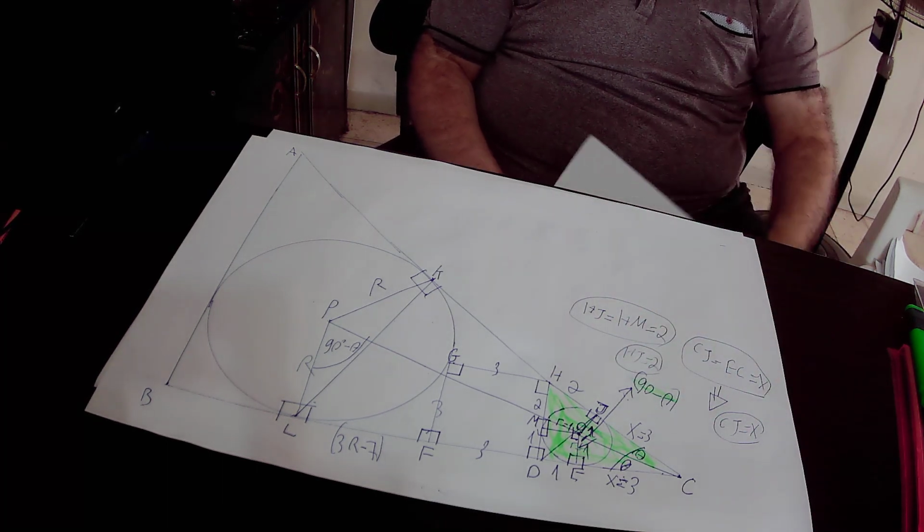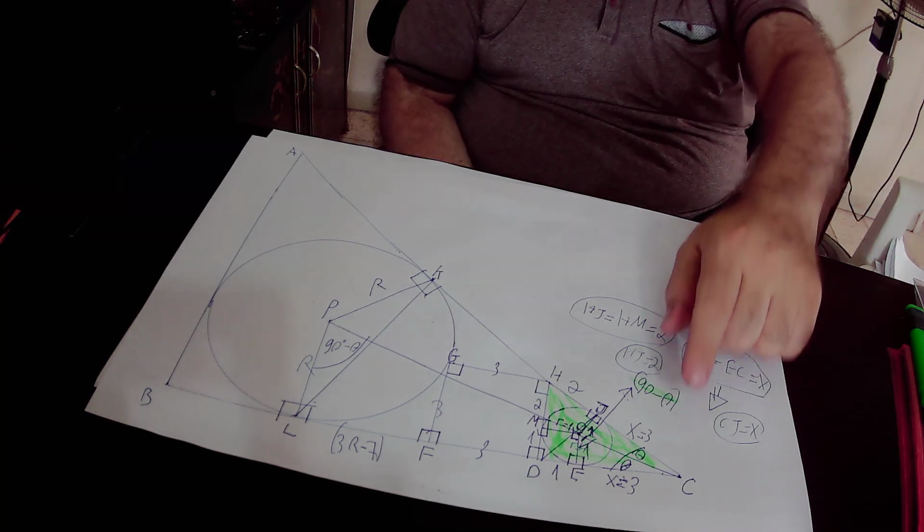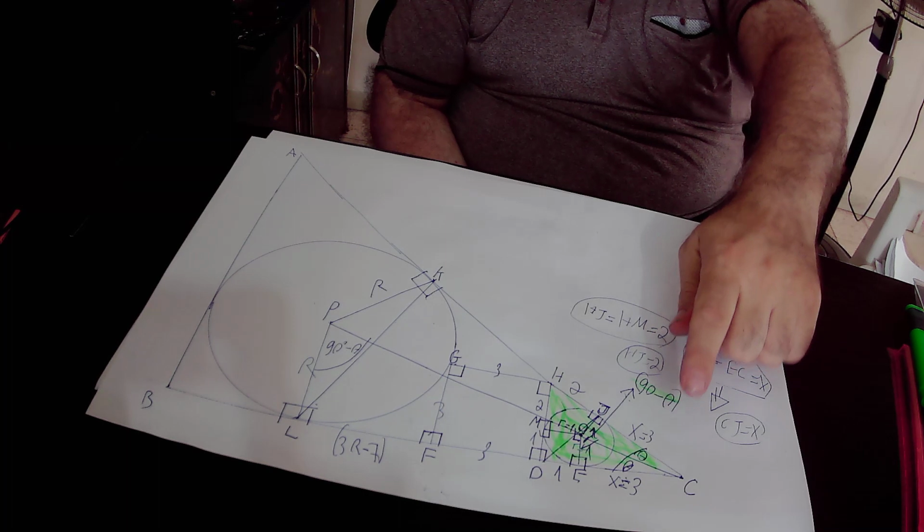Then we have the claim that OC passes through point P.